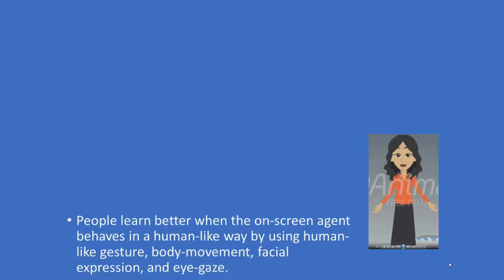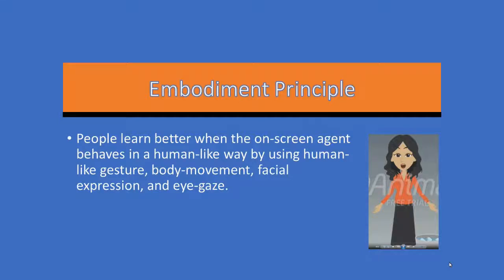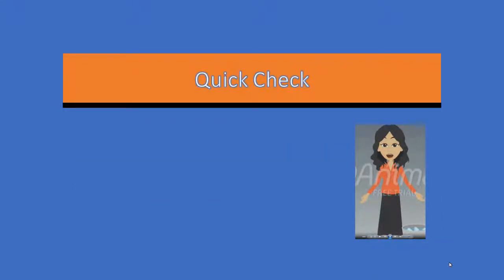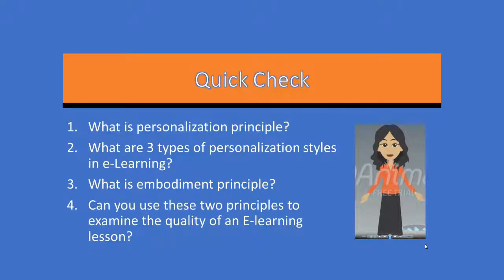In summary, people learn better when the on-screen agent behaves in a human-like way by using human-like gesture, including body movement, facial expression, and eye gaze. This is called embodiment principle. Now, let's recall what we have learned today. First, what is personalization principle? Second, what are the three types of personalization styles in e-learning? Third, what is embodiment principle? Last but not least, can you use these two principles to examine the quality of an e-learning lesson?